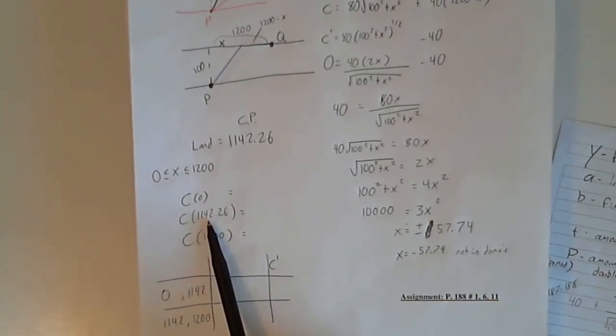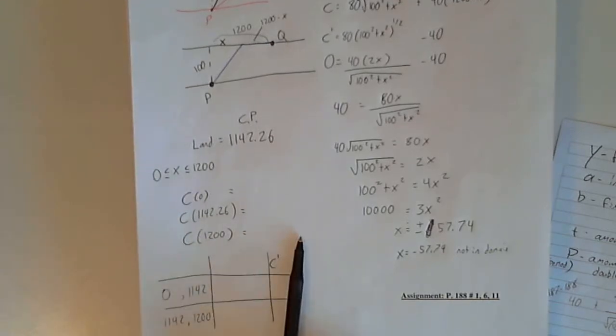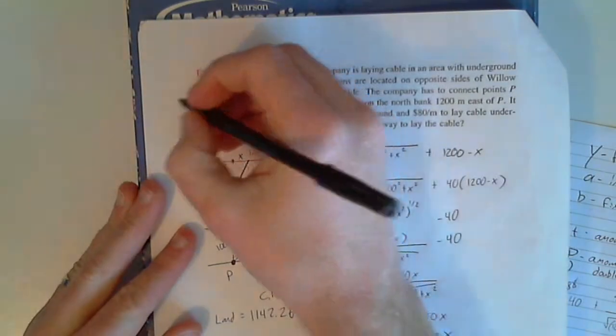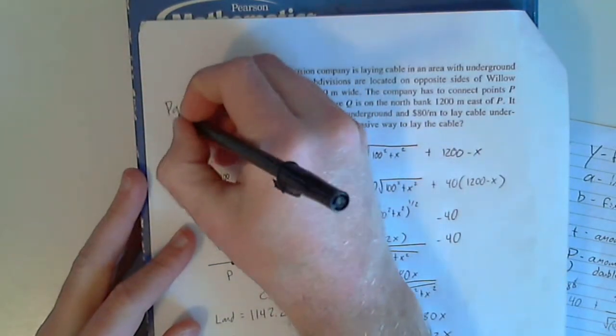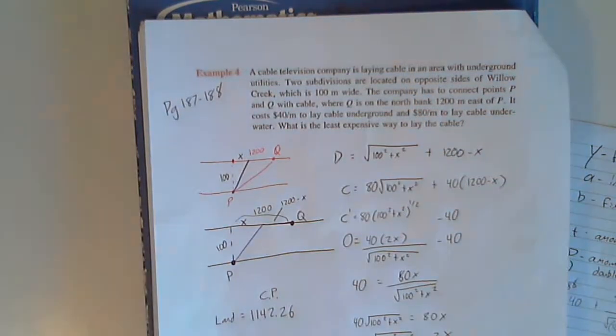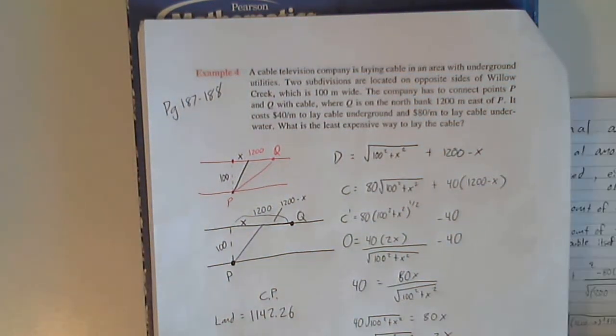1142 is the correct answer. It's going to be the cheapest possible way to build it. So good. If you need to look at this, I know I went pretty quickly through this. If you want to look at it in good detail, it's on page 187, 188 in your textbook. You can have a peek at that and work through it. But I'm going to keep on moving because the next lesson is actually pretty hard.